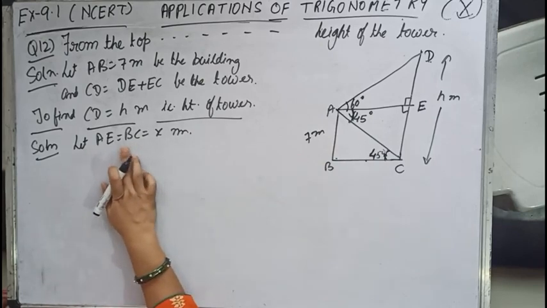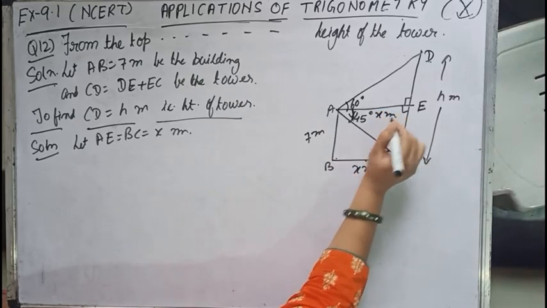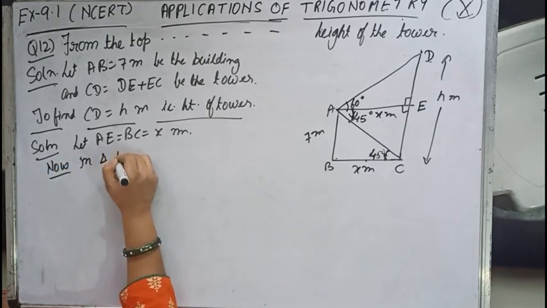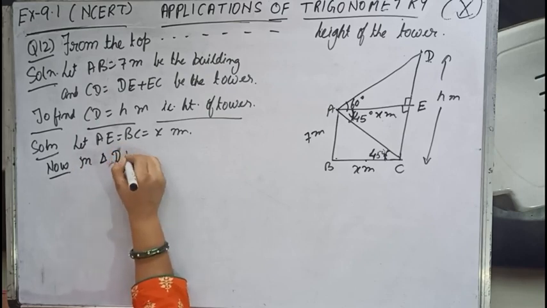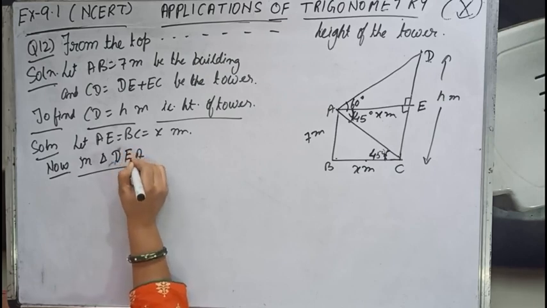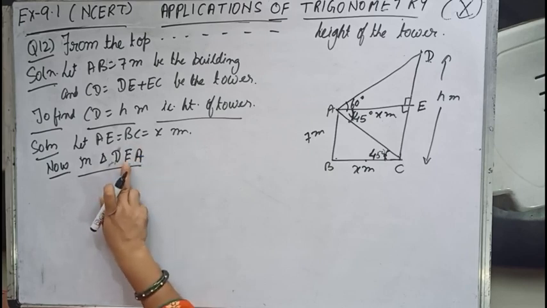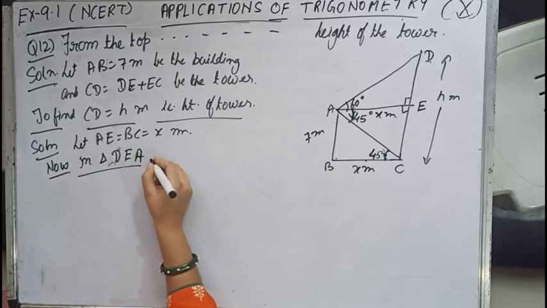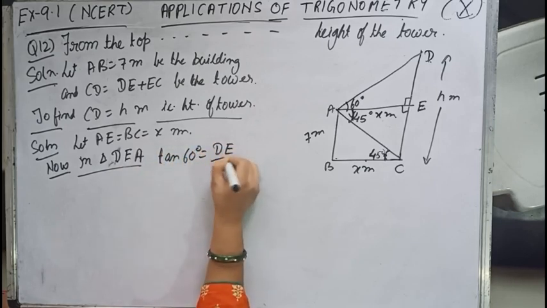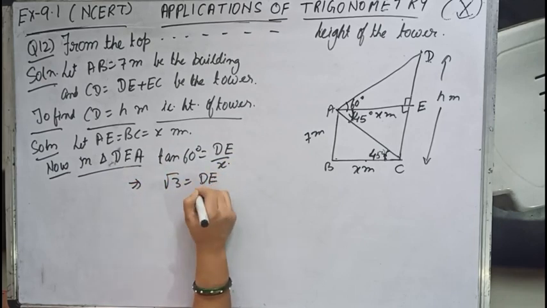Now let A equals to BC equals to x meter. So let us write over here x meter. Now in triangle DEA, we try our best to name the point wherever there is 90 degree in between. So in triangle DEA, tan of 60 degree equals to perpendicular by base. This implies root 3 equals to DE by x.